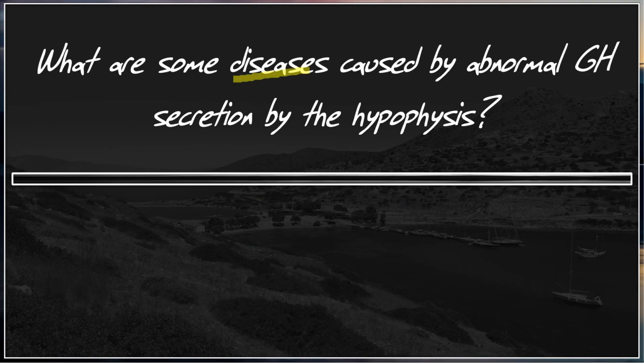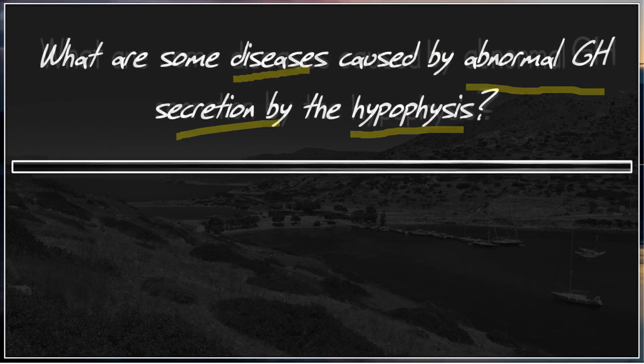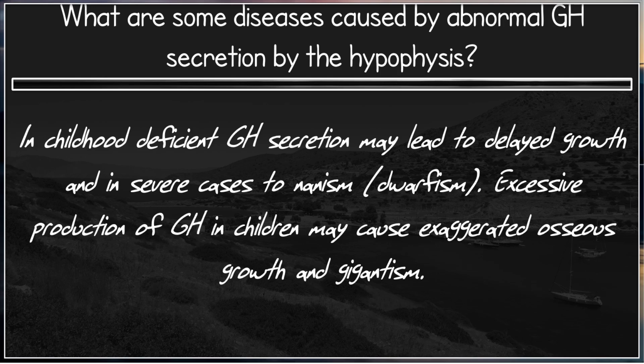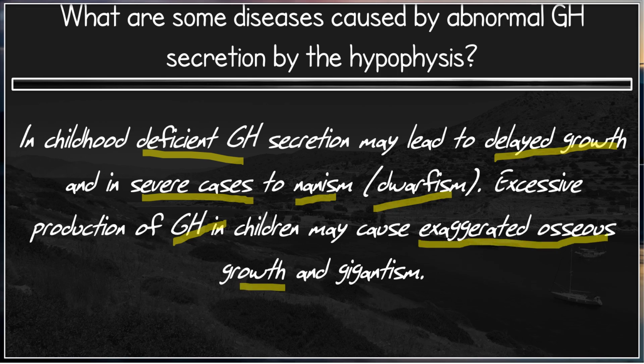What are some diseases caused by abnormal growth hormone secretion by the hypophysis? In childhood, deficiency of growth hormone secretion may lead to delayed growth, and in severe cases, to nanism, that is dwarfism. Excessive production of growth hormone in children may cause exaggerated osseous growth and gigantism.